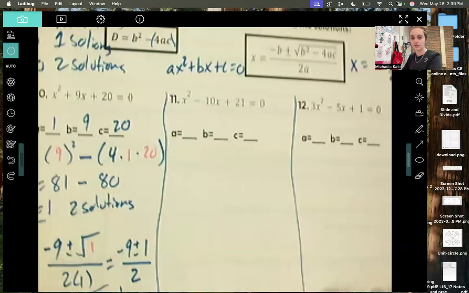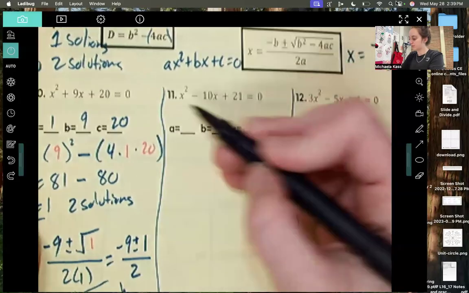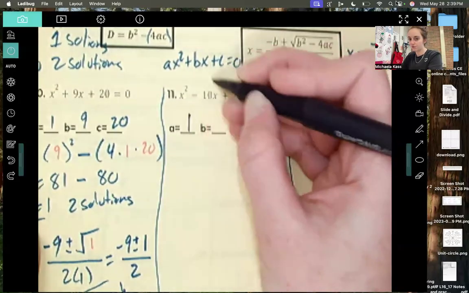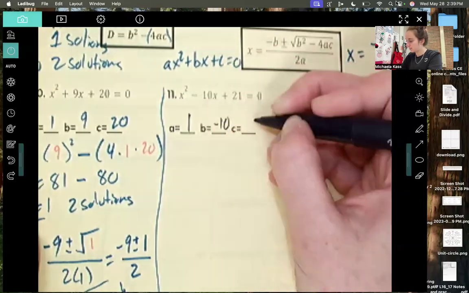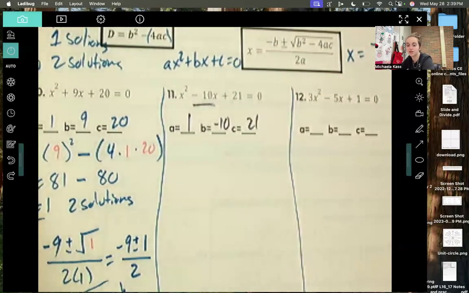Okay, number 11, same concept, our A, B, C. So A, in this case, the number out in front is a 1. B is negative 10. Be careful of that. And C is 21. Okay, the negative 10 is there. You have to make sure you put it.